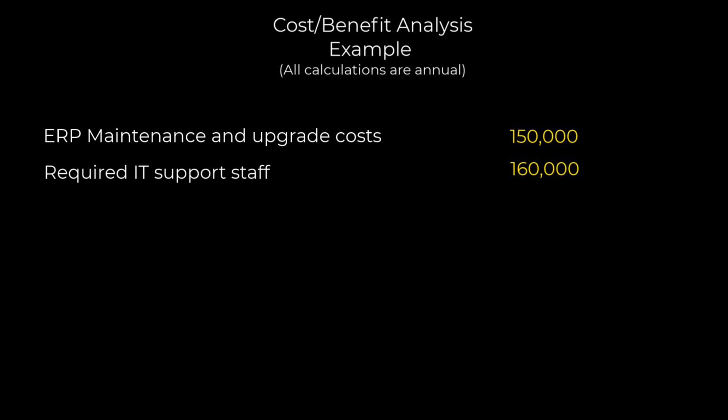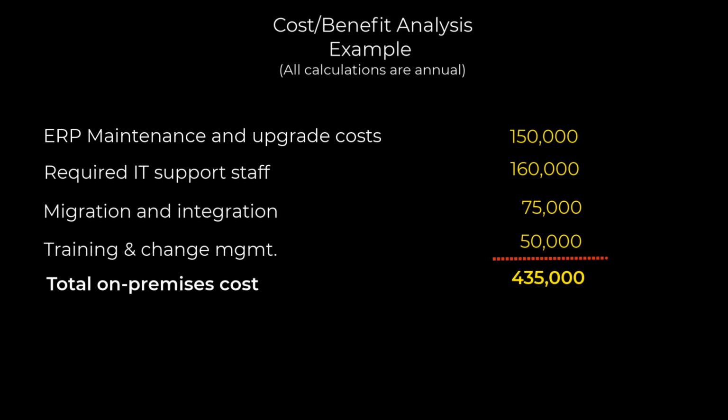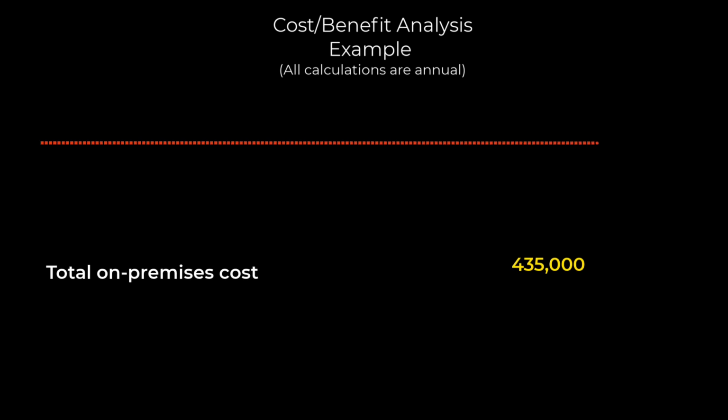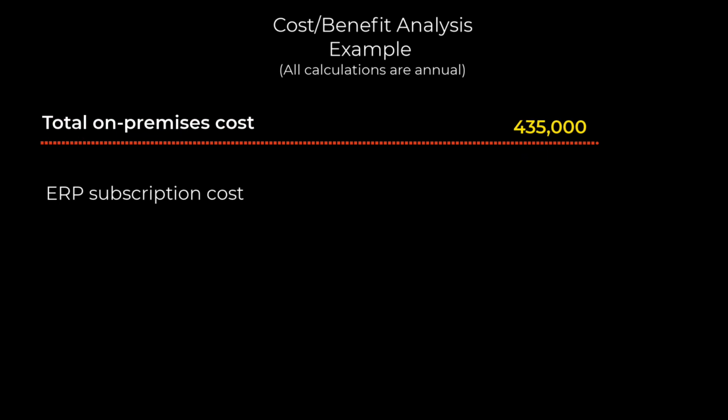$160,000 per year. Estimated migration and integration costs, $75,000. Training and change management costs, $50,000. So now let's compare that to the benefits. The estimated annual subscription cost for cloud-based ERP is $100,000 per year. Reduction in IT staff will include 1 full-time employee at $80,000 per year.